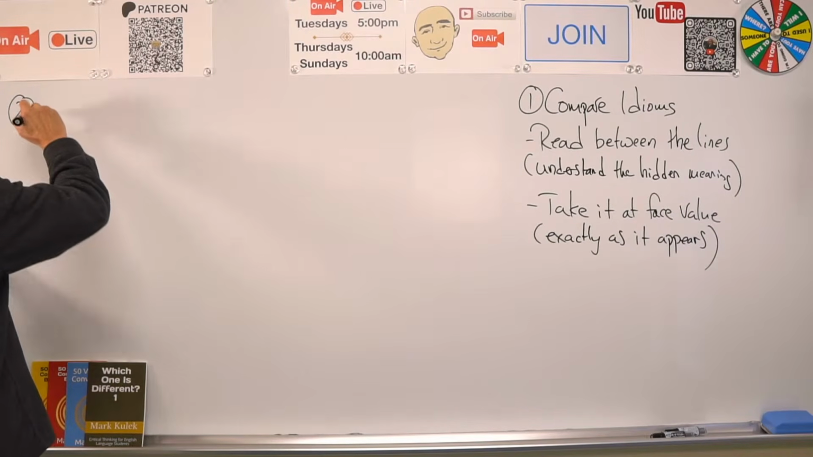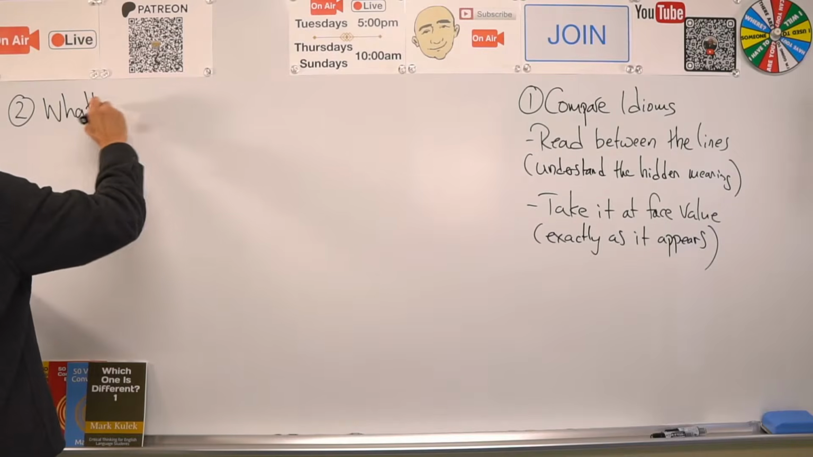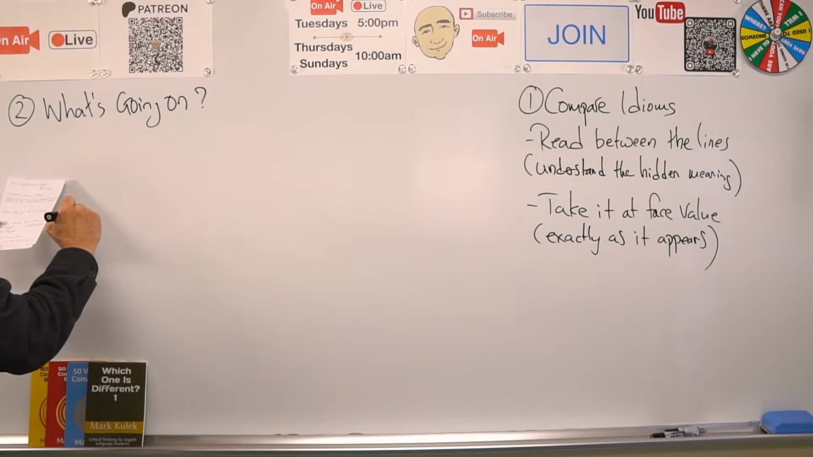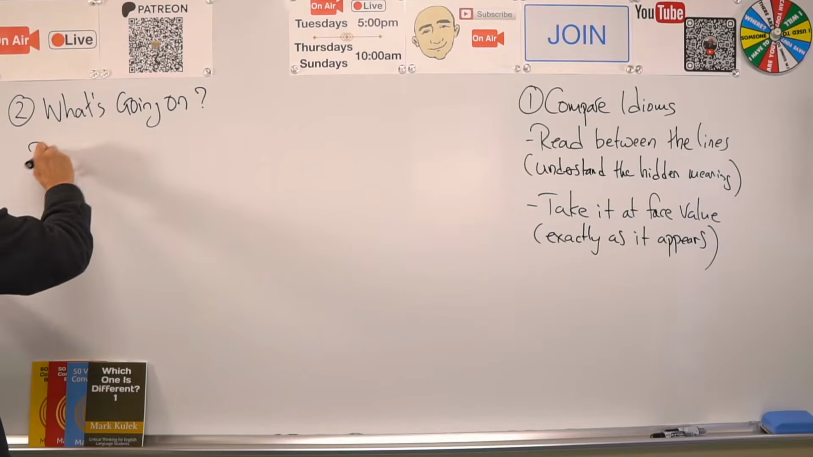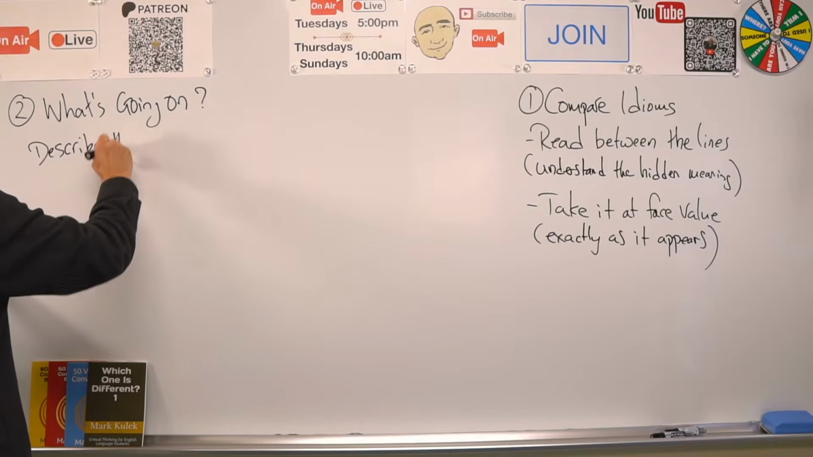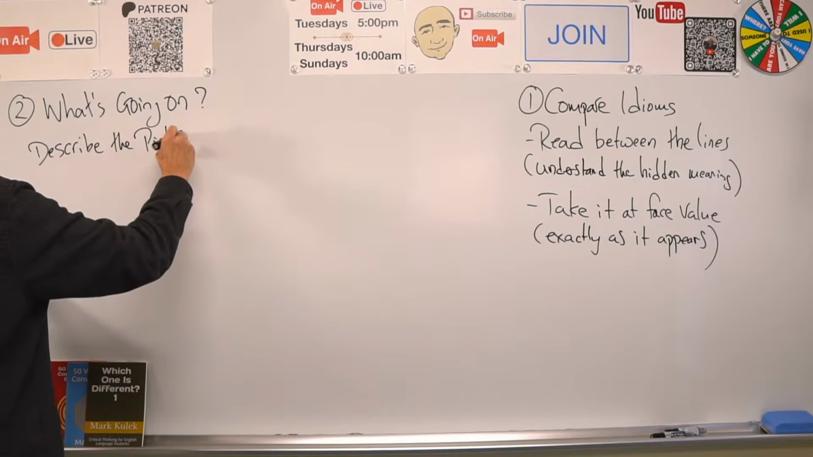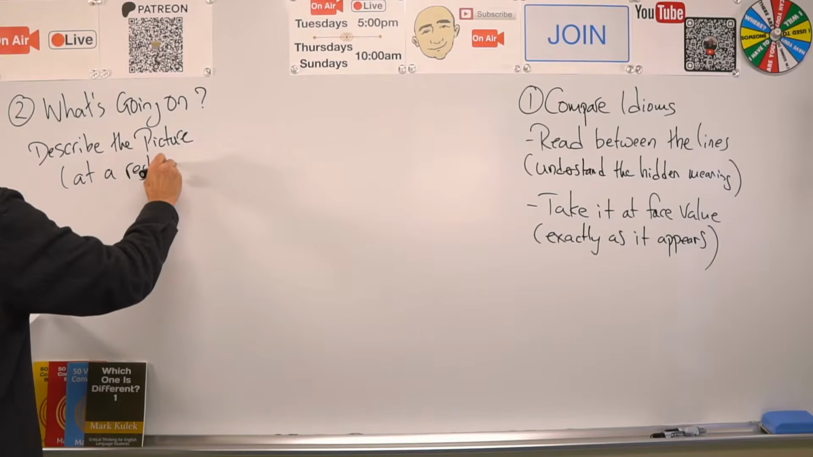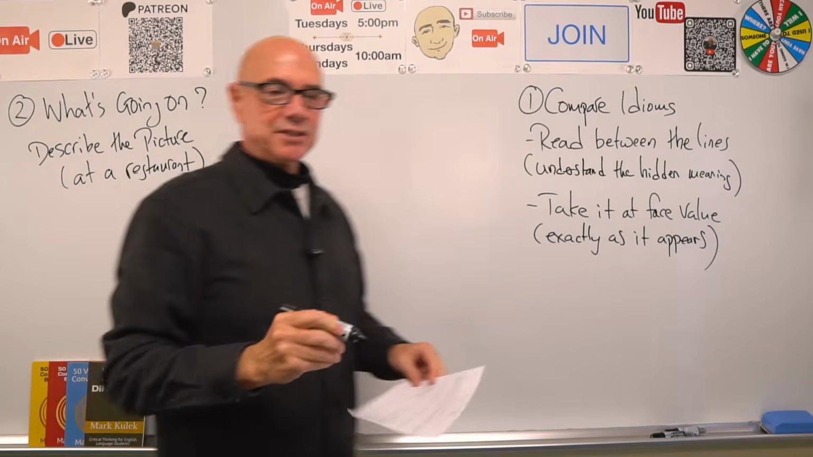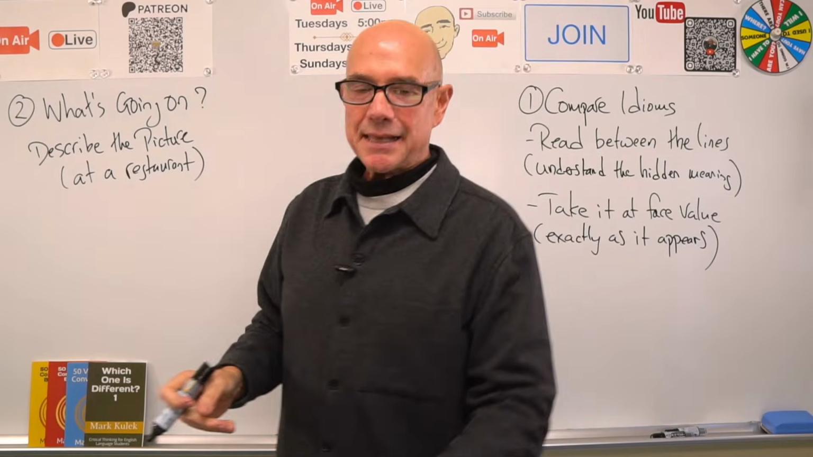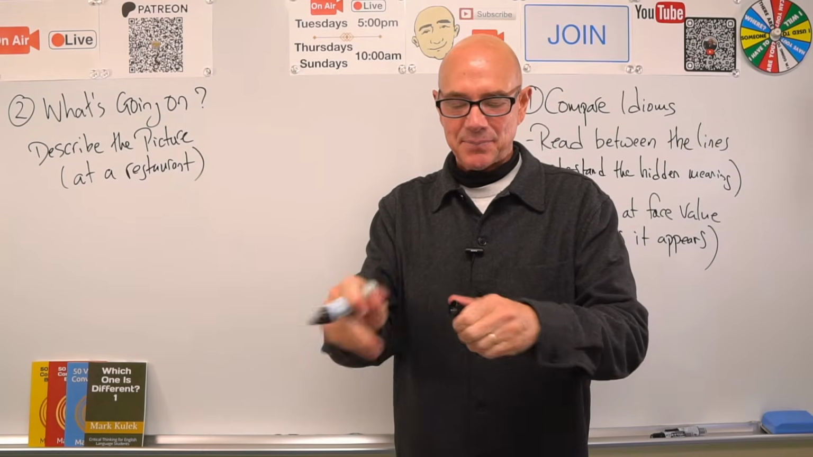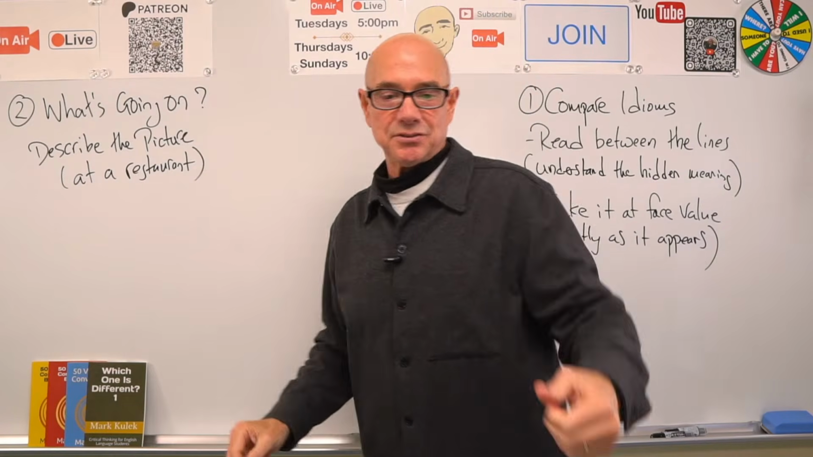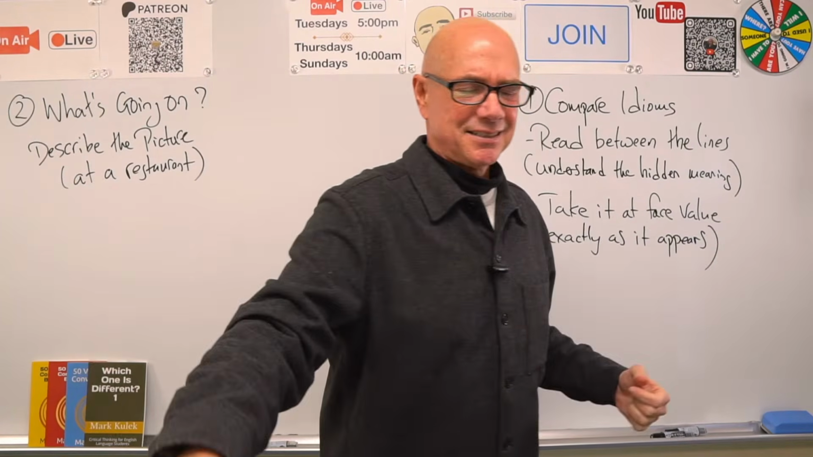What's going on? Oh no, it's a crazy situation. You're going to describe the picture. And we're at a restaurant. Okay, and I'm going to show you the picture. And I want you to make sentences describing the picture. And of course, I also have some sentences too. But first, I want you to do your own. Yeah, what's going on? What's happening here?